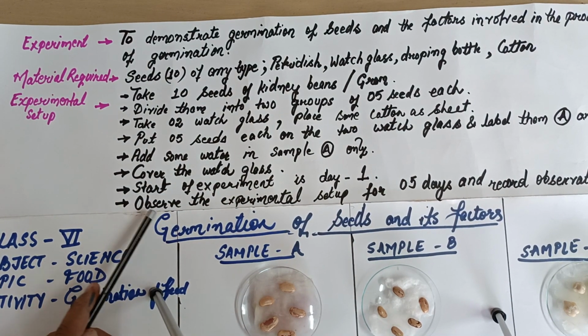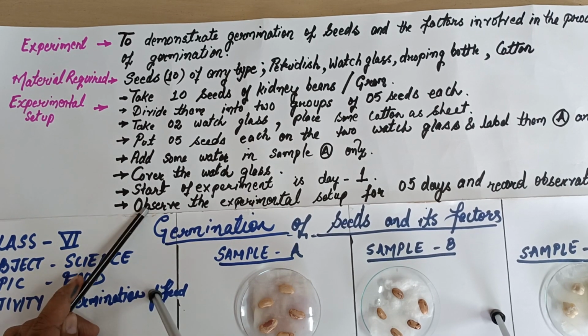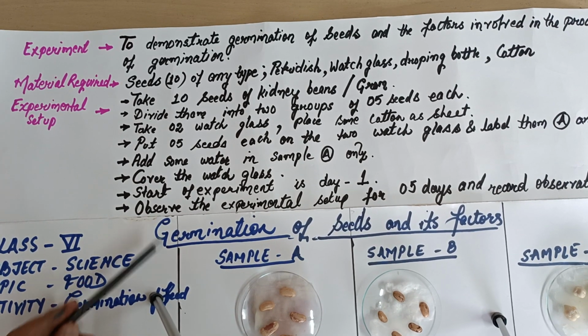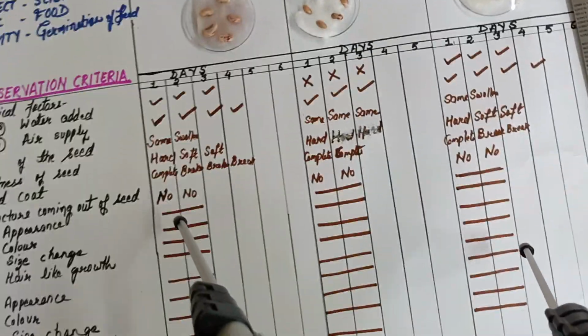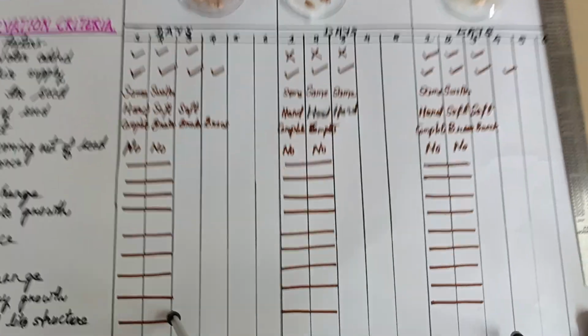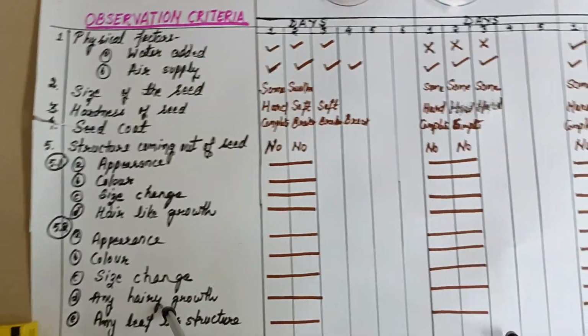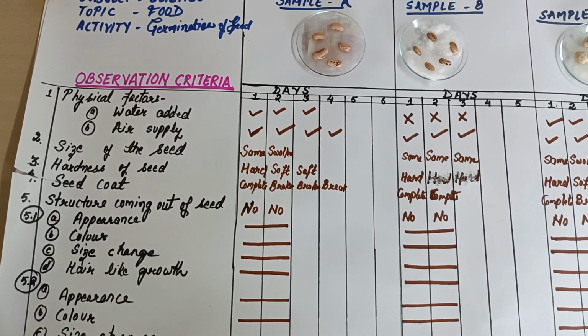Now we have to observe the experimental setup for 5 days, and we have to record whatever we have observed. Our recordings will be as follows. Now this is our recording. We'll just focus on the 2 experiments, setup A and setup B.